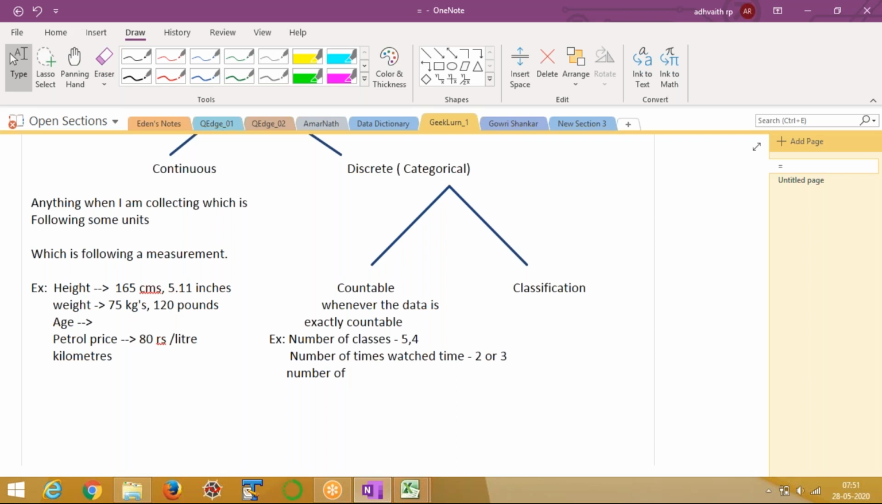Number of benches or chairs in the office. You will have 100 chairs or 150 chairs, but you never say we have 150.5 chairs. In continuous data it is possible. I can say the petrol price today is around 85.35, but I cannot say the number of chairs is 75.3. Able to understand the differences between when I call it countable data and when I call it continuous data? Depending on the data we have, we are going to follow our analysis like that.